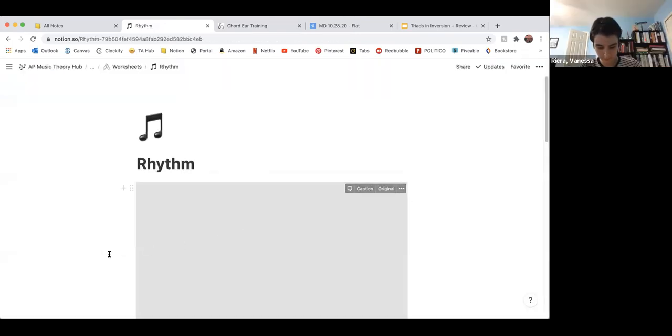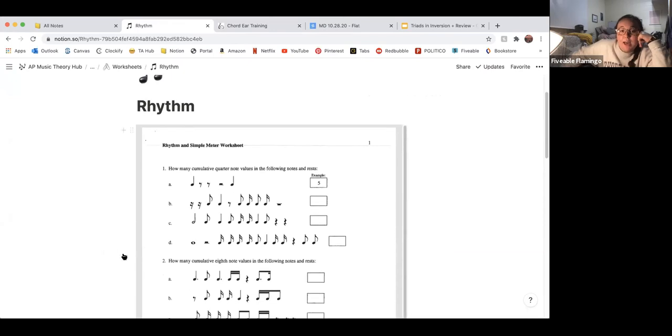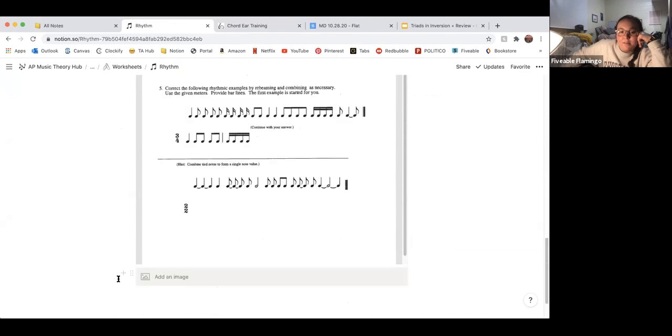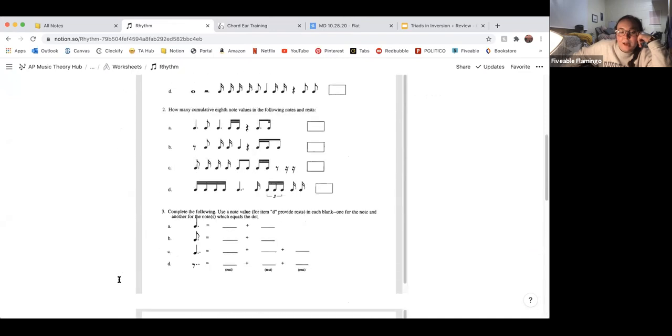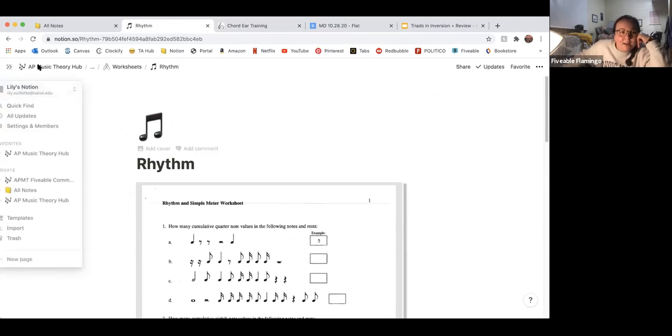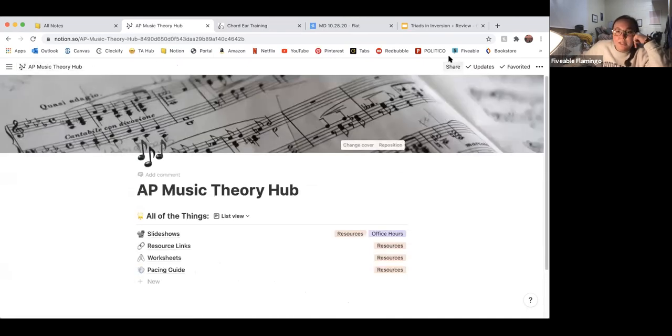I think in Rhythm there's some simple meter worksheet, and then scroll down, more simple meter, I believe. I'm going to try and find some more simple versus compound meter worksheets and put them in here for you guys, but I'm always updating the Notion. So please, oh, thank you, Vanessa. I just got the message. Yeah, so please just check that. All my slideshows are in here. Everything I use to help you guys is usually put in the Notion.